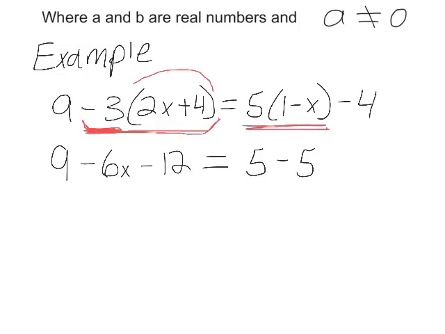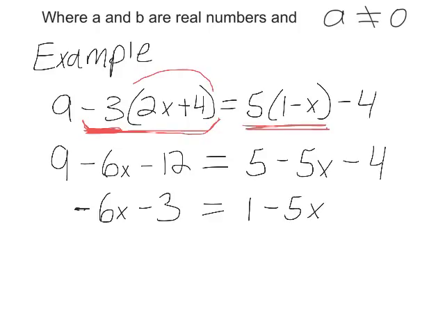Minus 5 times x minus 4. All right, now combine, and we're going to have 9 minus 12 is going to give me a negative 3, okay? So combining those two constants, we get a negative 3. The negative 6x just hangs around for a little while longer. Then combine the 5 and the negative 4 to get a positive 1.